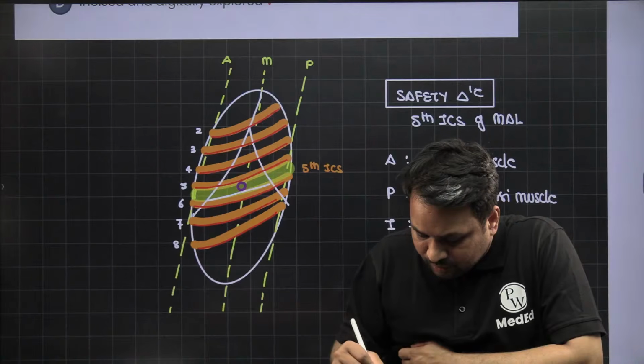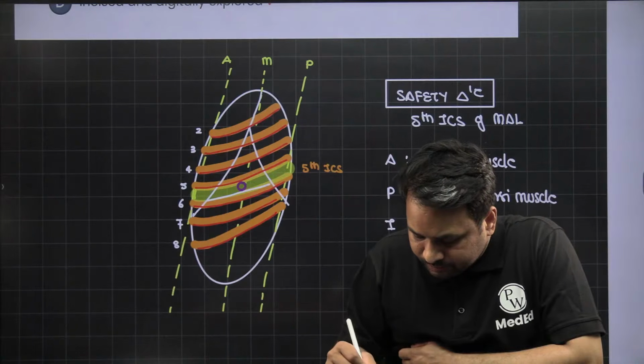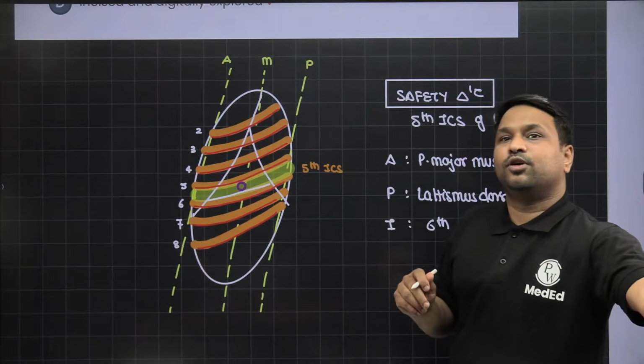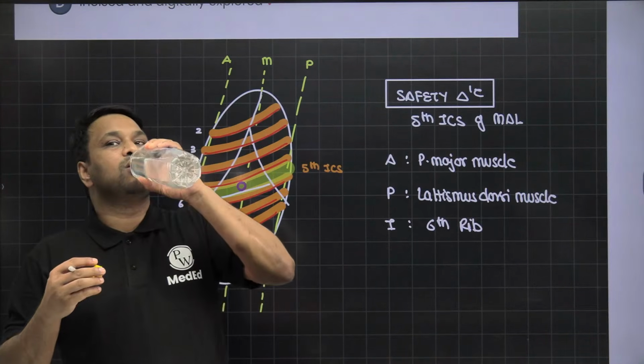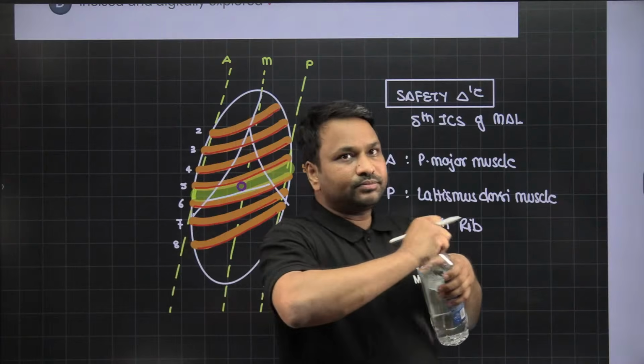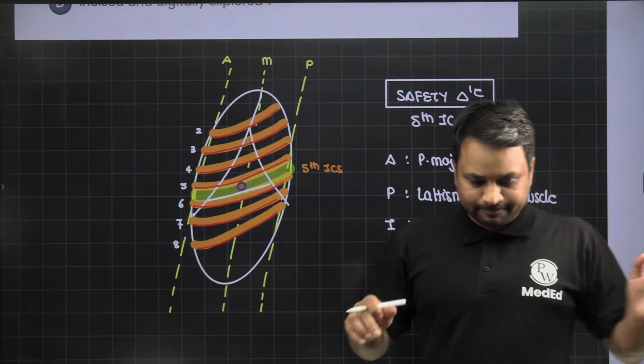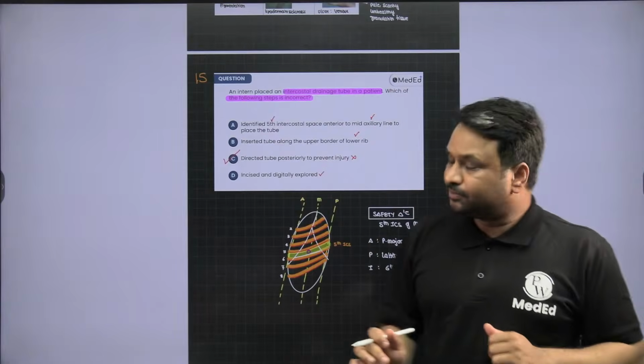And inferior is formed by the sixth rib. Inferior is formed by the sixth rib. Okay. So that's your C for Calcutta.